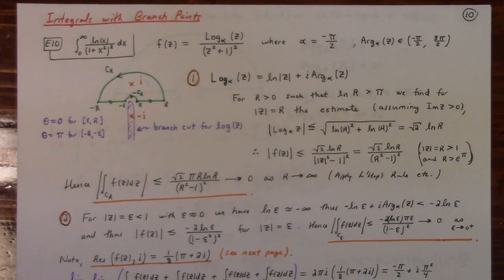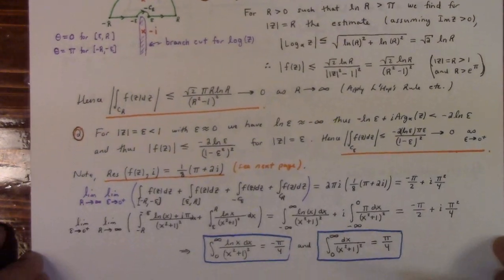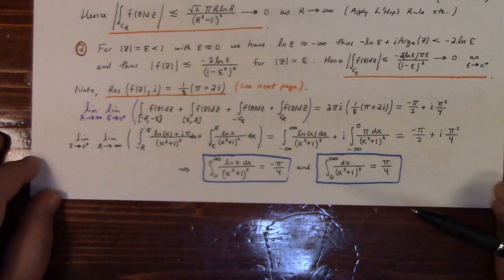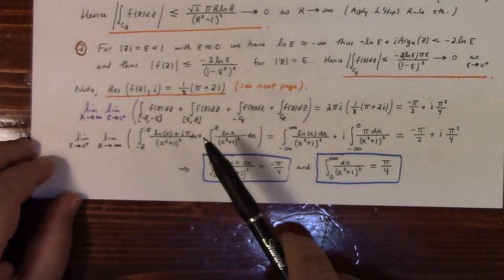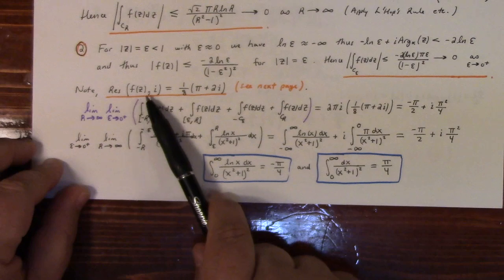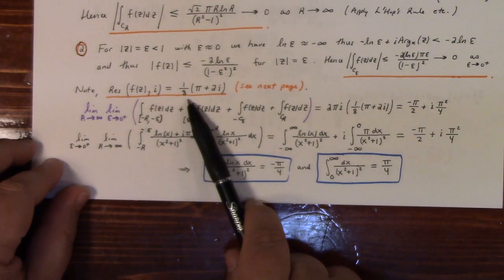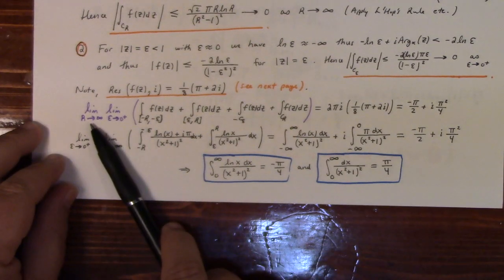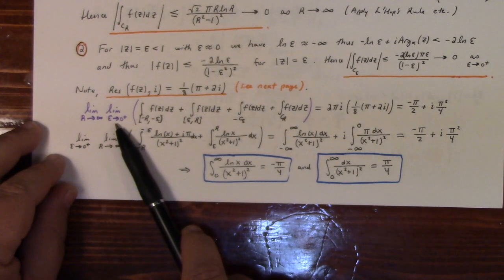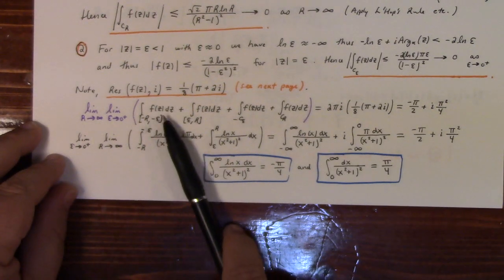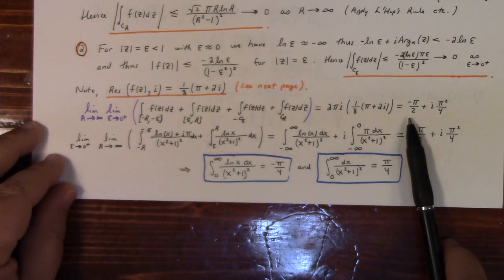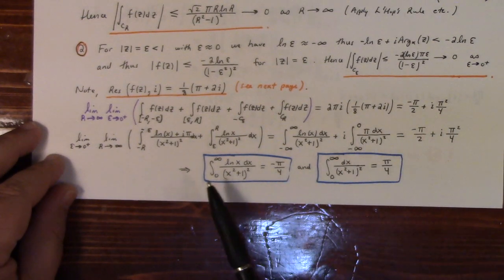So that gives us the following. I'm going to have to, well, we'll come back to the residue in a second here. The residue of the function at i ends up being 1/8 pi plus 2i. And so in the limit that the outer loop goes to infinity, the indentation shrinks to the point, we end up with this plus this plus this plus this is 2 pi i times the residue, which is minus pi over 2 times i pi squared over 4.